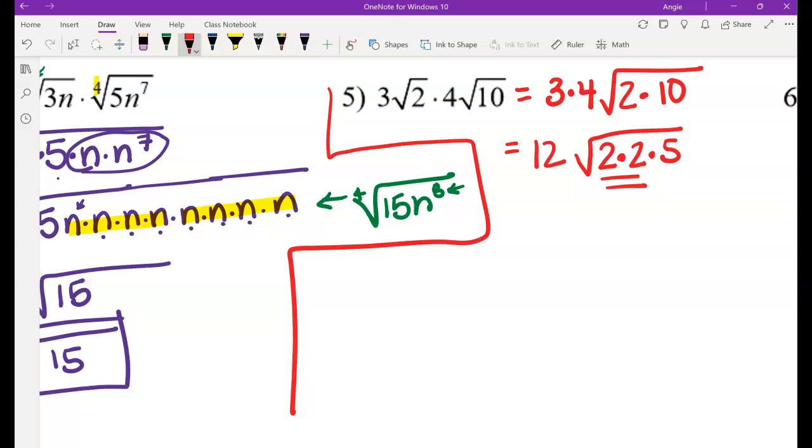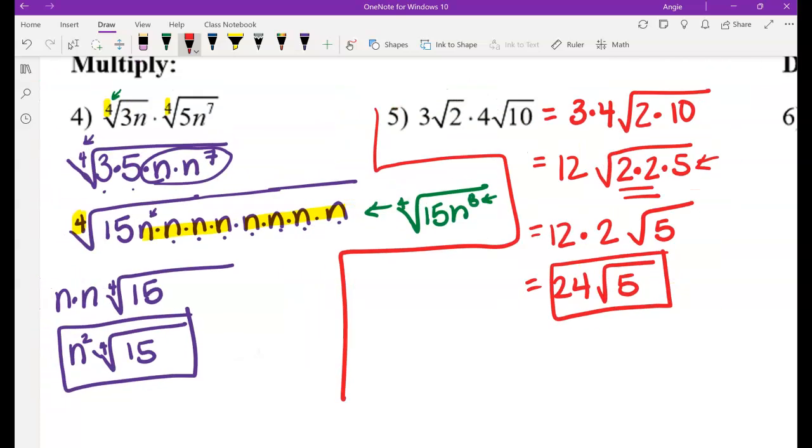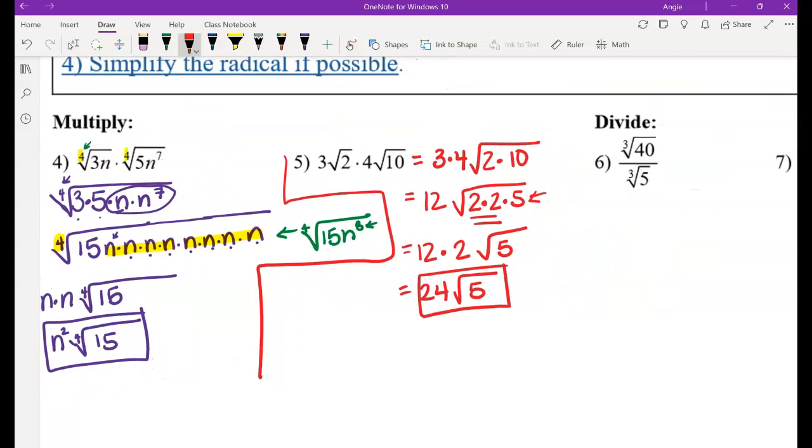Square root, y'all, that can be simplified down. 2 2's with a square root, that's going to allow us to simplify out a 2. Index of 2, well, this is only one 5, so that's going to stay inside. Final answer is 24 times the square root of 5. No variable, so we don't need to worry about an absolute value. Okay.